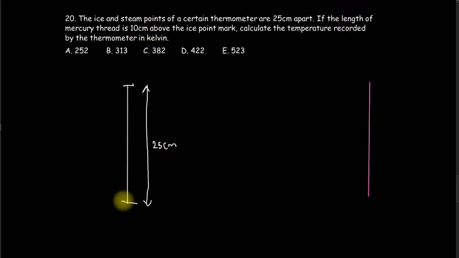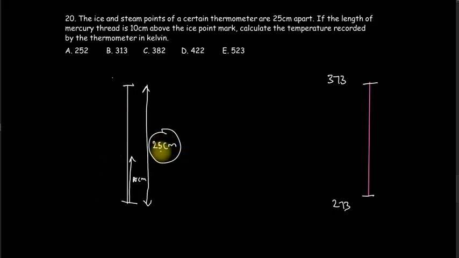So the ice point mark is actually the lower fixed point, right? So the mercury thread is 10 cm. Let's say this is about 10 cm above the ice point mark. Calculate the temperature recorded by the thermometer in Kelvin. So remember, the upper limit in Kelvin is what? 373. The lower fixed point is what? 273. So remember the rule, upper minus lower.